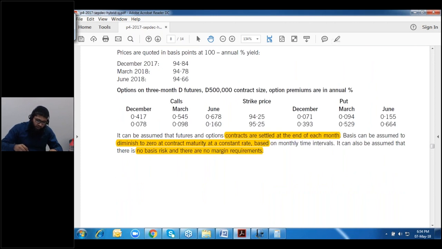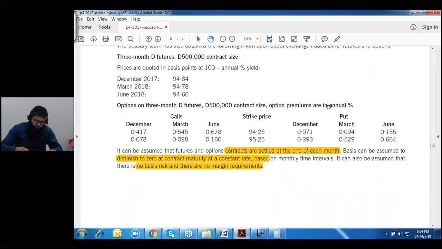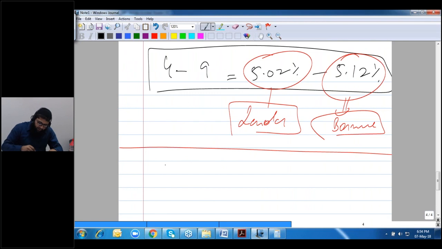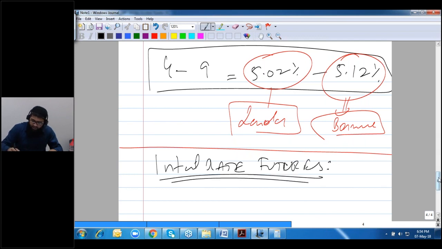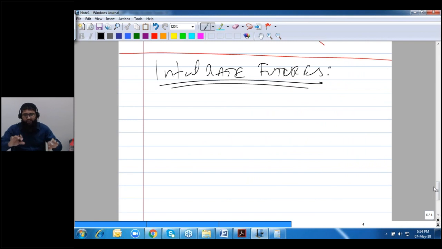Now, if I talk about the interest rate futures, I'm going to write down a few basic things about the futures and then I'm going to discuss.